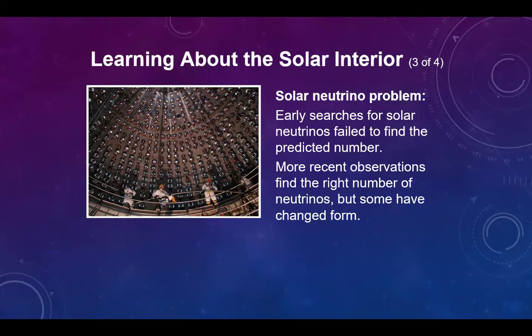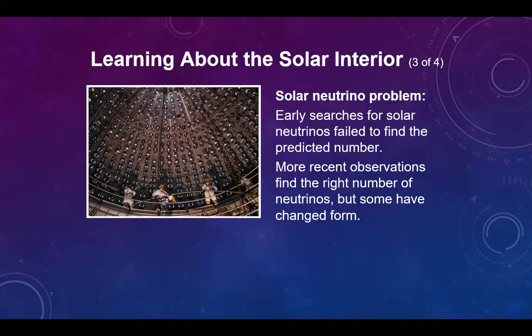But with this detector, basically they repeated it. It turned out the reason they only saw about a third of the neutrinos they expected to see was not because the number of neutrinos that they predicted being generated in the sun was wrong. It was not that. It was because our understanding of neutrinos was wrong. So it turns out neutrinos have a small amount of mass.